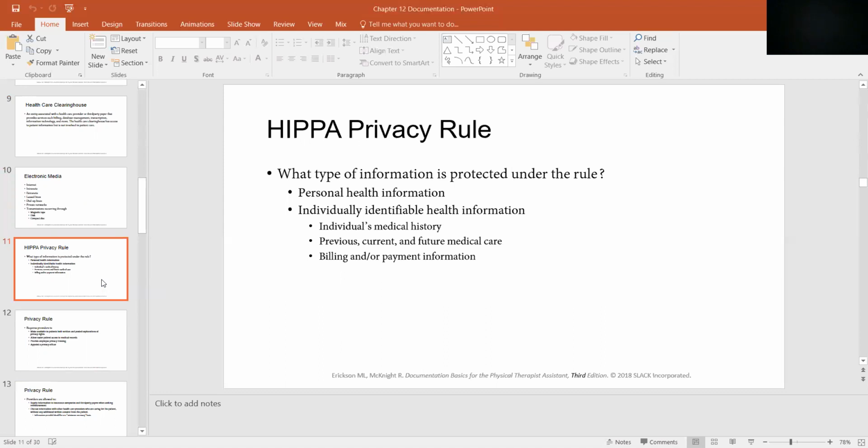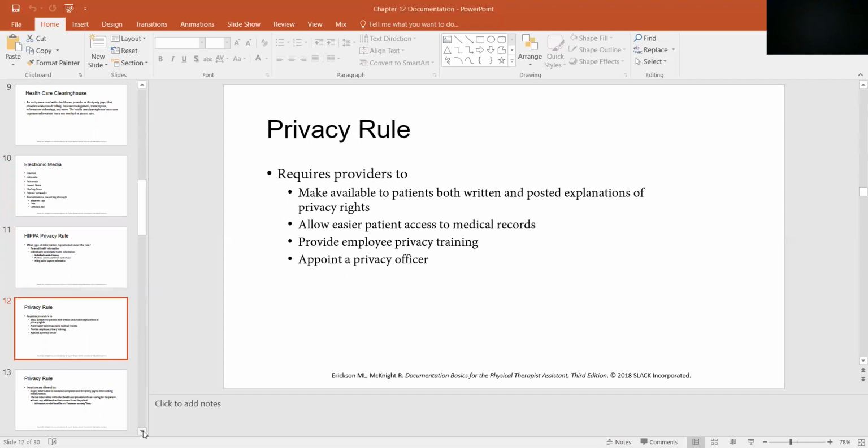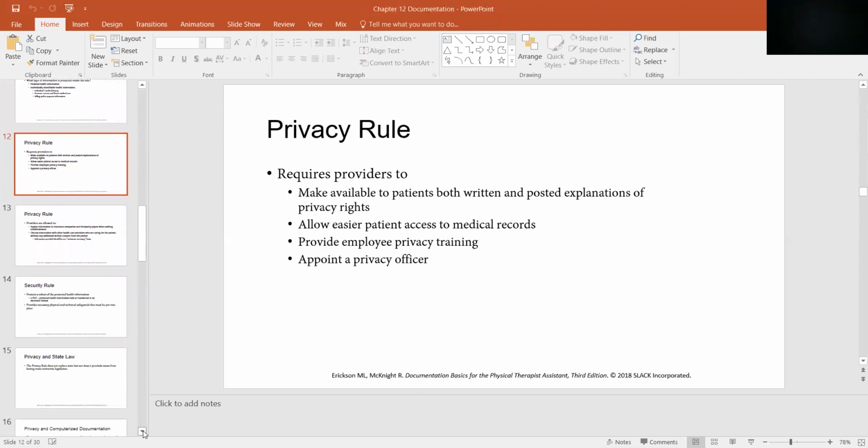Anyway, the HIPAA privacy rule: what type of information is protected? The PHI, and then any individually identifiable health information, the individual's medical history, their previous, current, and future medical care, and any billing or payment information. The privacy rule requires providers to make available to patients both written and posted explanations of privacy rights, allow easier patient access to medical records, provide employee privacy training, and appoint a privacy officer. If you guys have been working in healthcare already, you've probably already done some of this stuff.